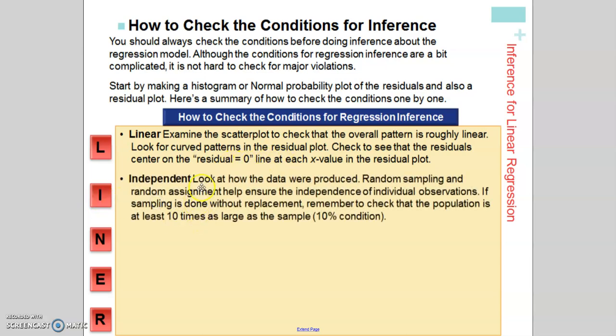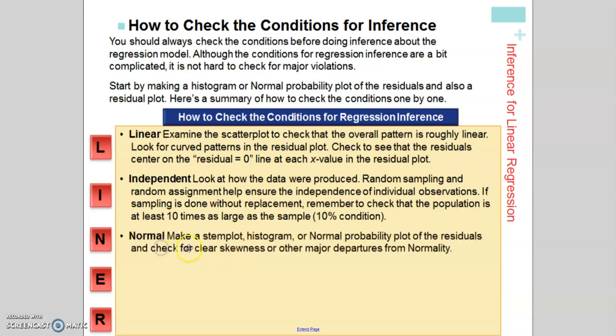The independent condition, you look at how the data were produced. Random sampling and random assignment will help ensure independence of individual observations, and again, if you're sampling without replacement, check that 10% condition. The normal condition, you can make a stem plot, histogram, or normal probability plot of the residuals and check for clear skewness or other major departures from normality. Basically, we can't check it for each individual value of x, so we lump them all together and make a normal probability plot of the residuals.